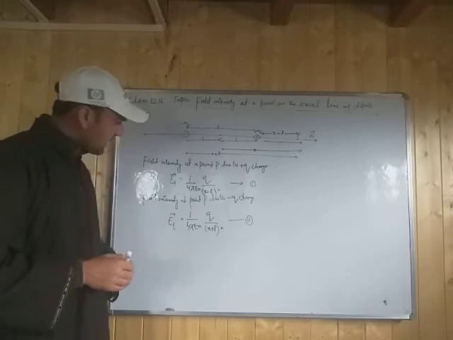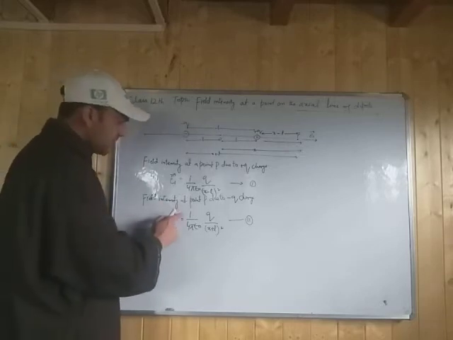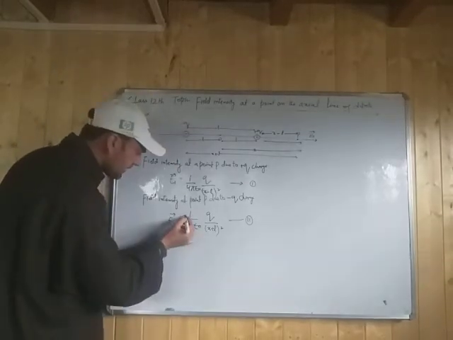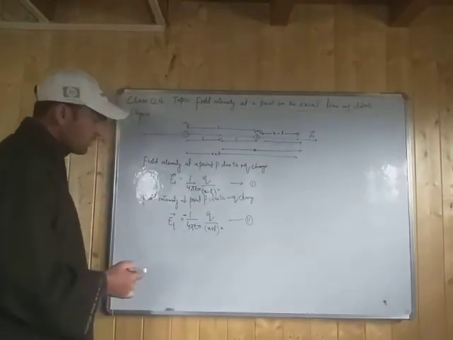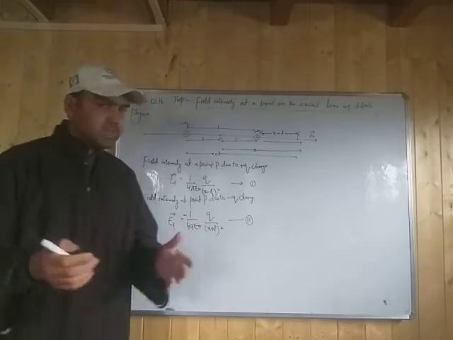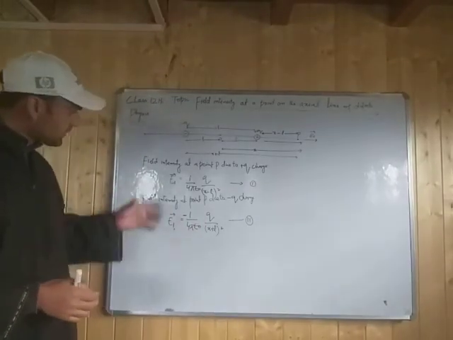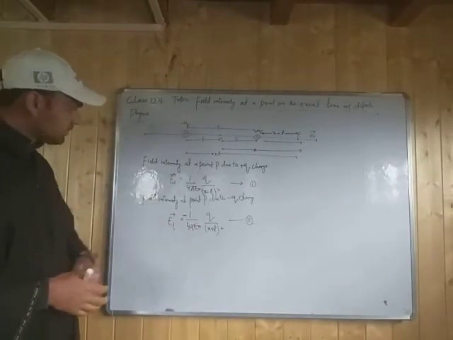We can write it this way here as well. Since the electric field is created by the negative charge, we'll write here minus. Now, what is the total electric field? The total electric field will be the sum of the two.